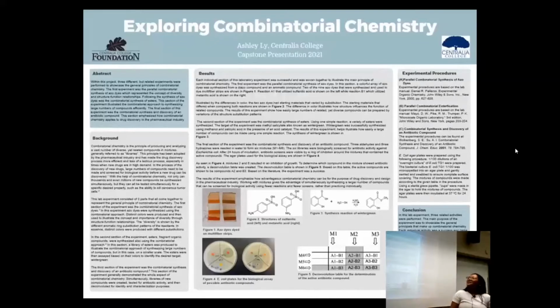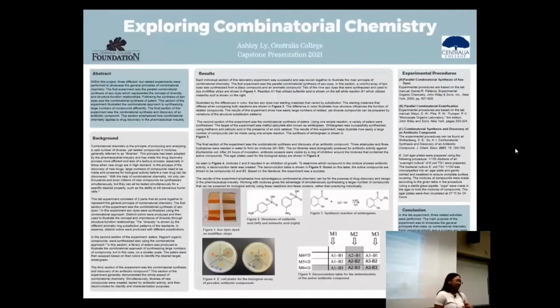So what combinatorial chemistry is, you could create a vast number of related but diverse compounds in mixtures, also known as libraries. And in mixtures, they could also test them at the same time. So imagine that would be so efficient, and it would save so much time and money, right? So this project consisted of 3 different parts. I created azo dyes, I synthesized esters, and I also synthesized an antibiotic compound.